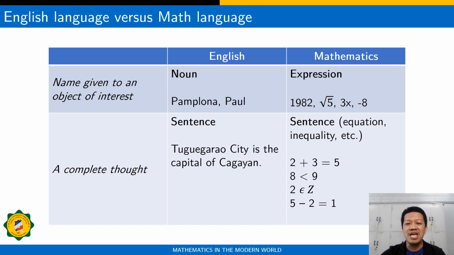2 plus 3 equals 5. 8 is less than 9. 2 is an element of Z. 5 minus 2 equals 1. Have you noticed here that one of the equations is false? So that's the sentence in mathematics.